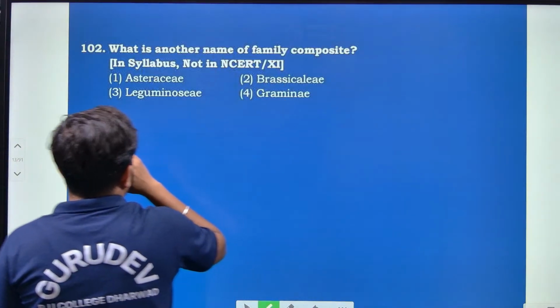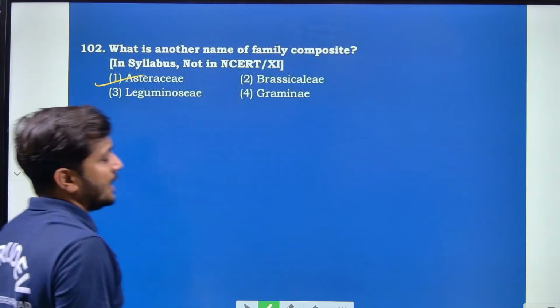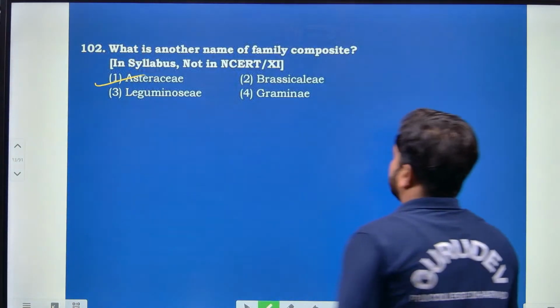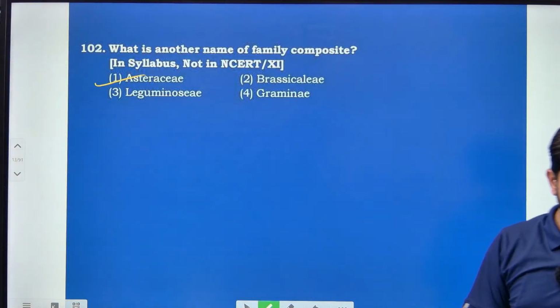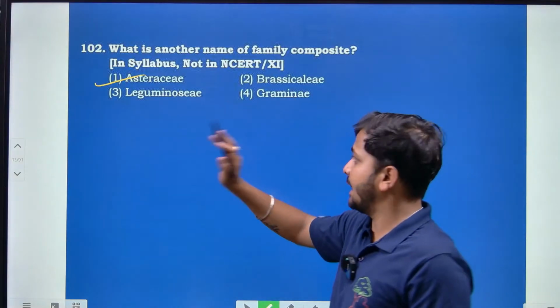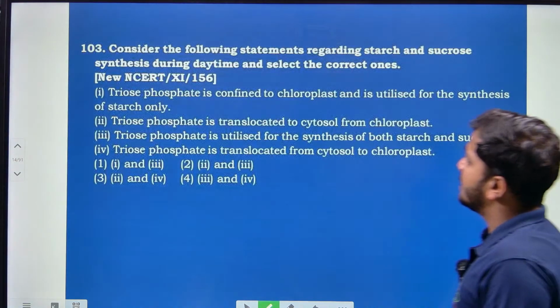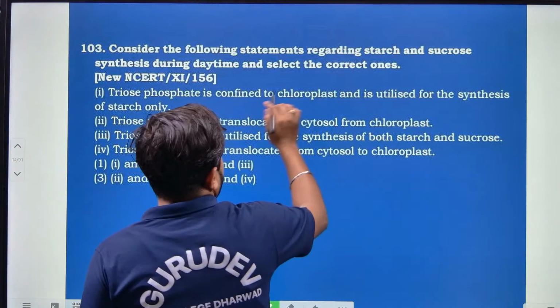Family Compositae. So the family Compositae, another name is nothing but what? Asteraceae. Right. So the family Compositae's name is Asteraceae. Mainly, if you consider, Asteraceae is another name of the particular family Compositae. So Asteraceae, that is what you should remember.